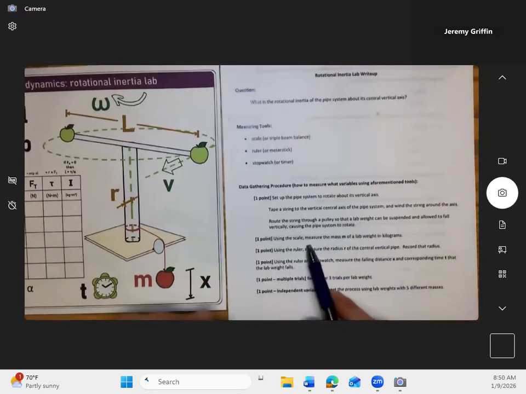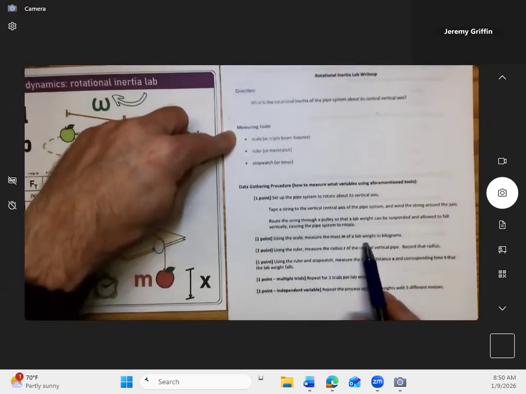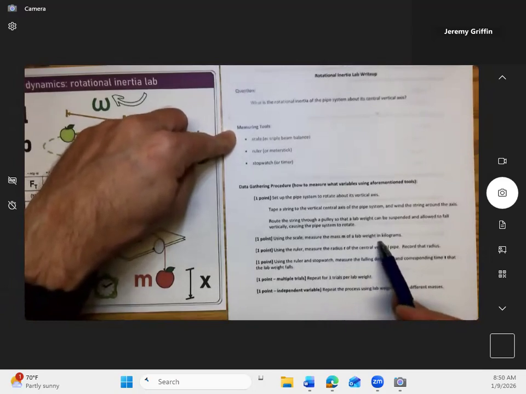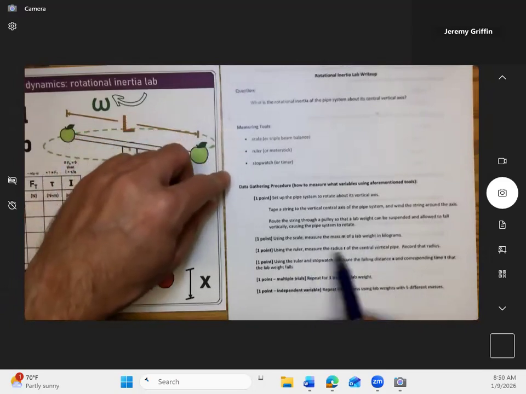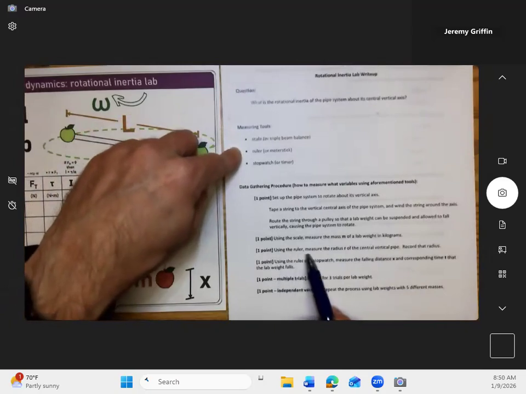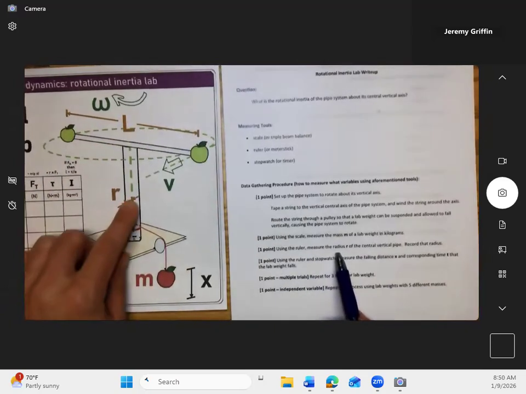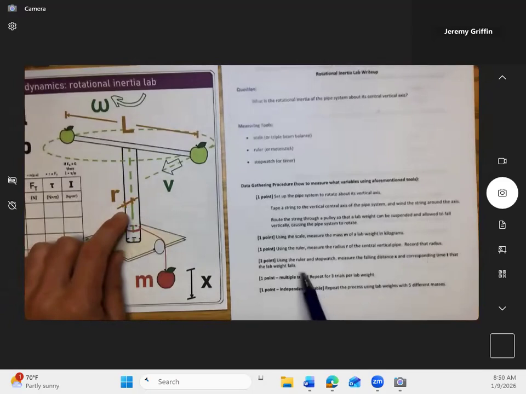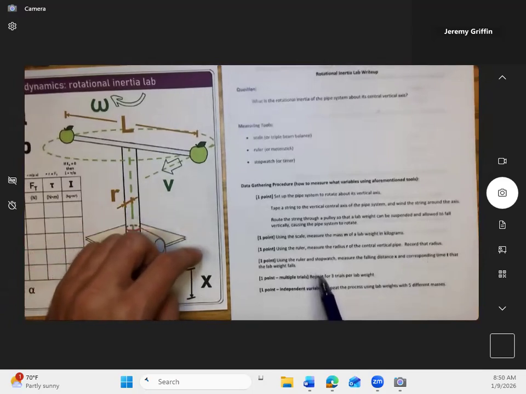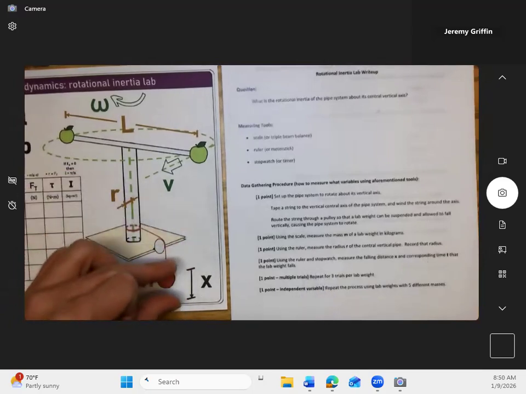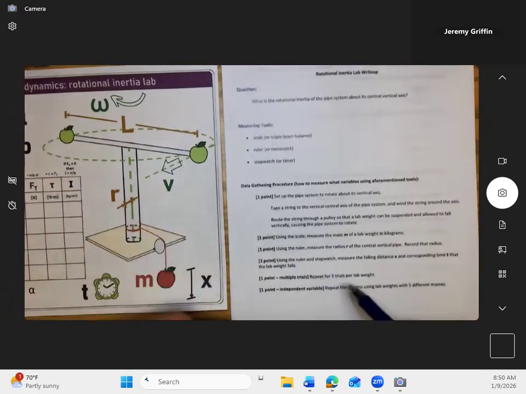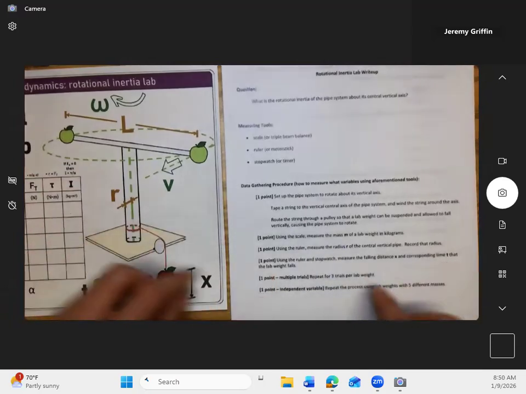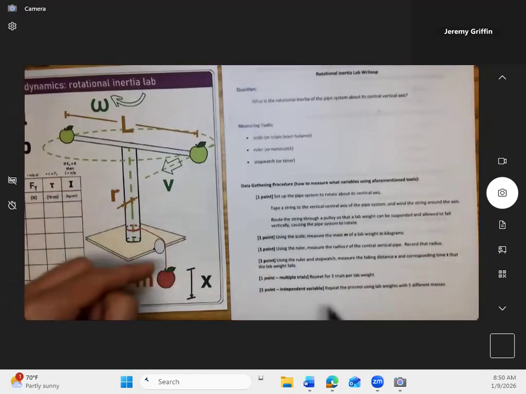Okay. Using the scale, measure the mass of each weight in kilograms, or each lab mass. Using the ruler or meter stick, measure the radius of this central pipe. Record that radius. Using the meter stick, also measure this height change here. I was trying to get the points out of 12, so those are good ways to write this. And using the stopwatch, measure the time that it takes to fall that distance.